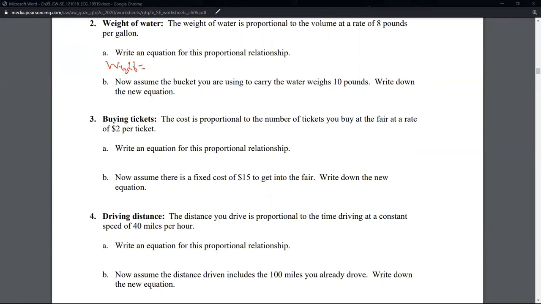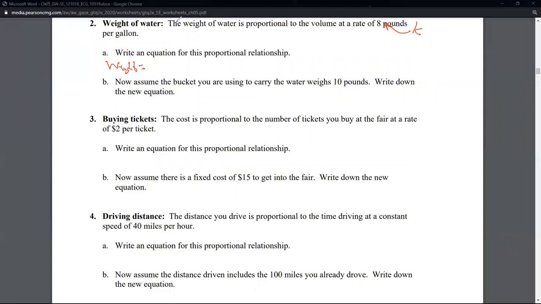So the weight of the water is means equals, and then proportional, that's where you have your y equals kx, or whatever number and letter or word you want to use. But the rate is 8 pounds per gallon. So for every 1 gallon, you would have 8 pounds of weight. So that 8 is the k. This 8 is the k. Now, maybe it's 1/8. If you had this solved for the volume instead, it would be 1/8, but that's why I said to make sure we're doing this in an appropriate way.